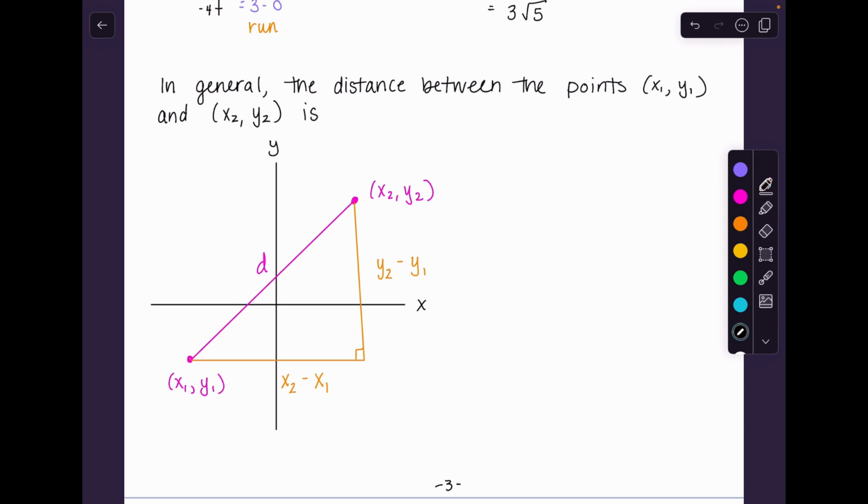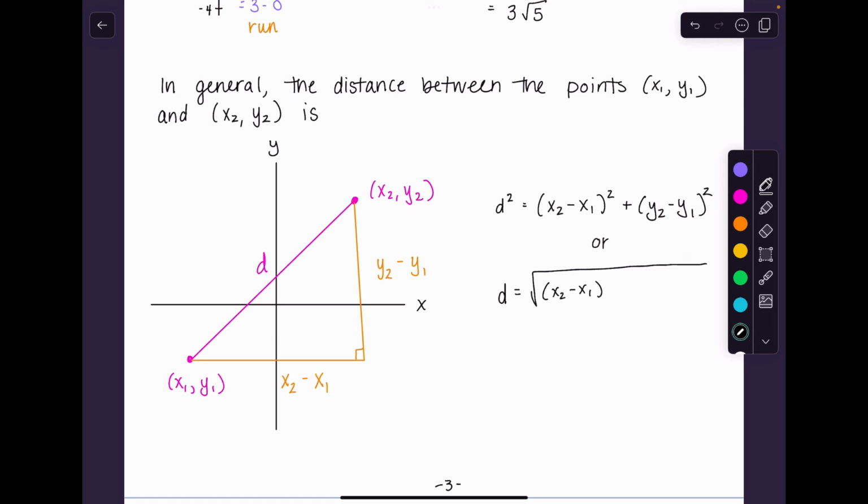Okay. So going through our Pythagorean theorem, our hypotenuse squared is going to be one leg squared plus the other leg squared. Or you can even rearrange this, because I can go ahead and take the square root on both sides. We can say the distance is equal to the square root of the difference in x values squared plus the difference in y values squared.